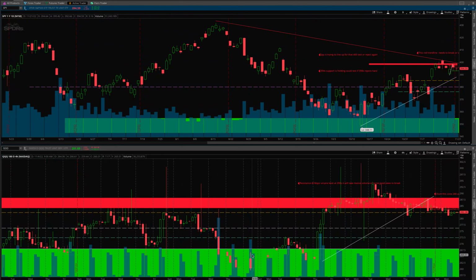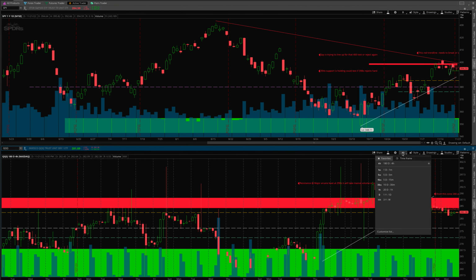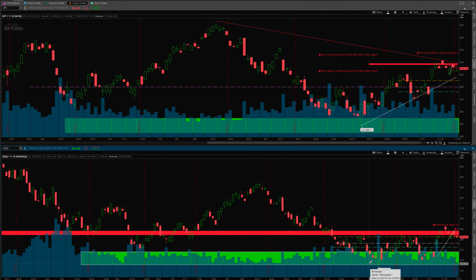Okay, so let's talk a little bit about scalping SPY and triple Qs. You guys want to focus on the daily and the 4 hour chart. We want to look for demand zones and supply zones, which are similar to support and resistance.